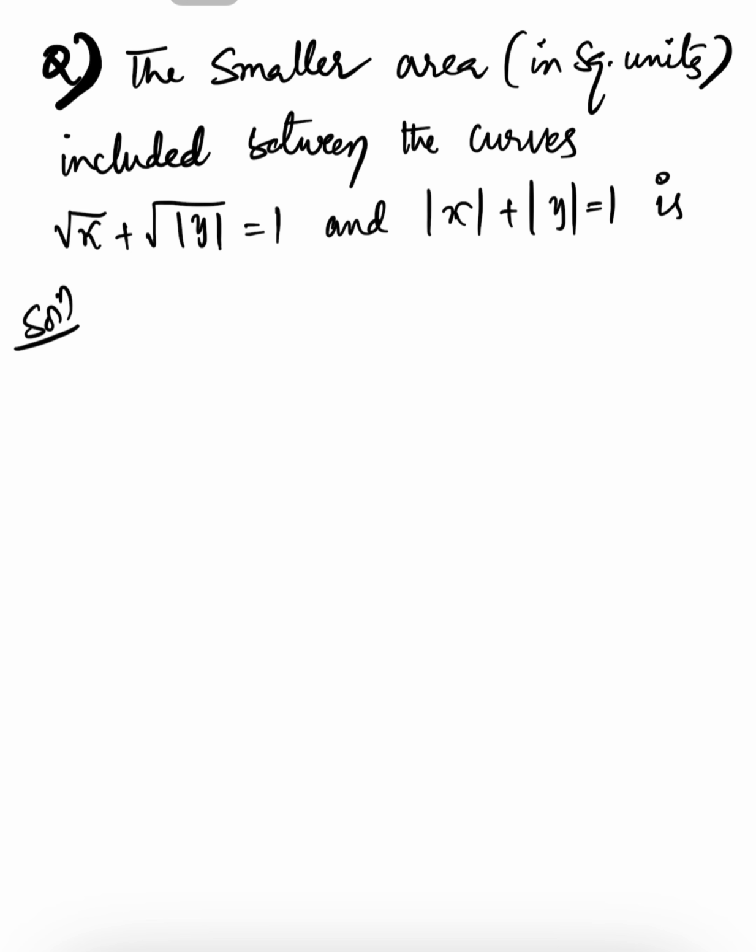The first one is root x plus root of modulus of y equals 1. If you observe this equation clearly, the x value should be positive and the y value can be positive or negative. Why? Because under the root it is modulus of y. Keeping that in mind, we can say that this curve is symmetric about the x-axis.